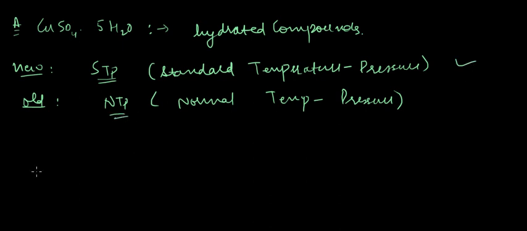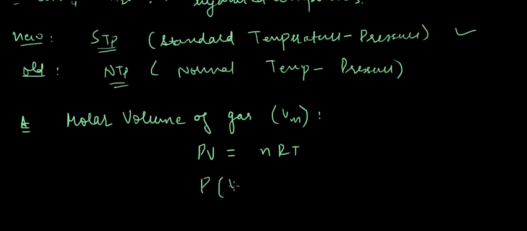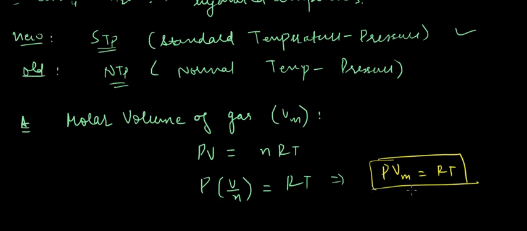Now let's discuss the molar volume of a gas. Molar volume is represented as Vm, and it is defined as the volume of 1 mole of a gas. I hope you remember the equation which an ideal gas follows: PV = nRT, or V upon n equals RT over P. In other words, you can write it as PVm = RT. Vm is nothing but molar volume.